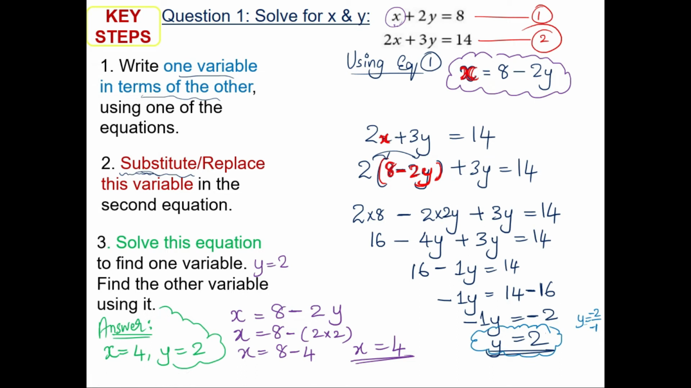Just quickly summarizing the steps for you. This is just a 3-step process. Step 1, write one variable in terms of the other using the given two equations. Not necessarily every time you have to write x equal to. It is based on the two equations. Look at them carefully and look for an easy substitution or an easy rearrangement. Step 2, substitute or replace the variable in the second equation, and step 3 is solve the linear equation that is formed to find one of the variables, and then go back to the equation where it all started to find the second one. Moving on to the next question.